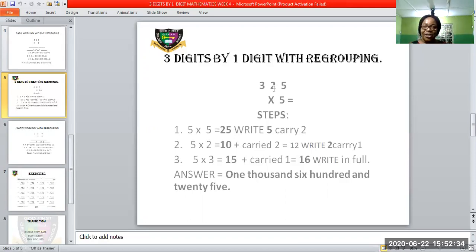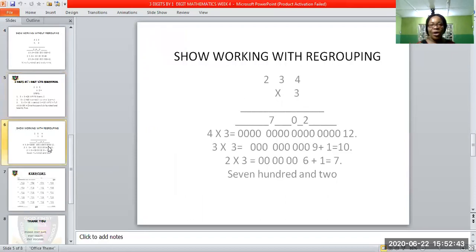So our answer for this one will be 1,625. Are we clear? Let's check out the working. Remember, the working is very essential. If you have your multiplication table in your mind, if you are familiar with your multiplication table, then we will not have to do all this circling and counting in this manner. It's essential that you familiarize yourself with your times table.